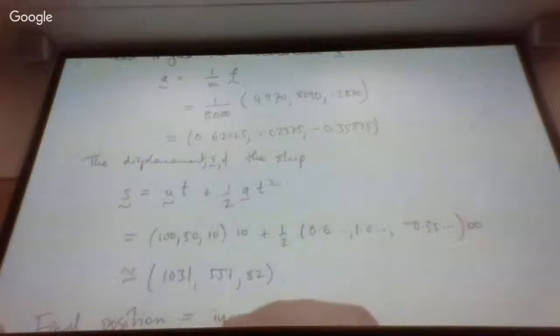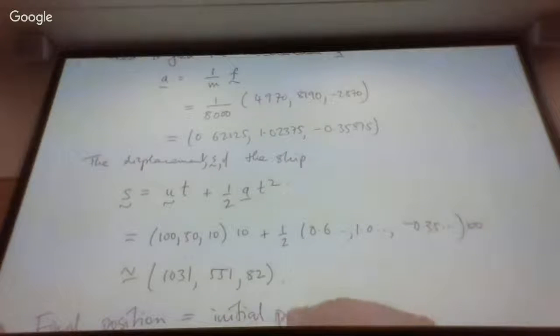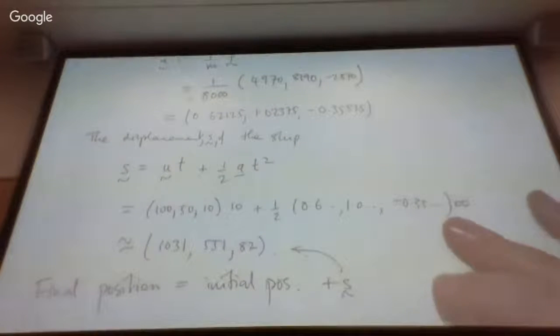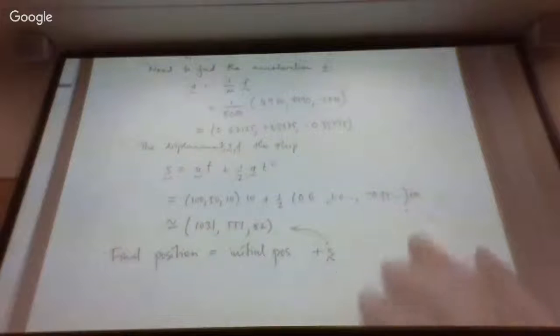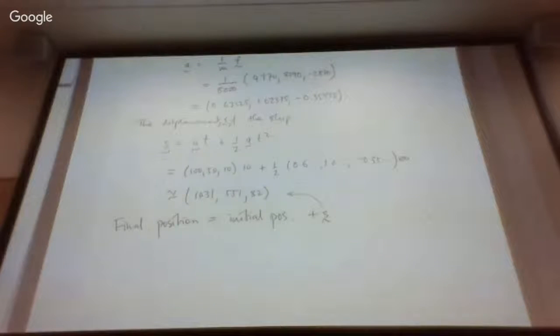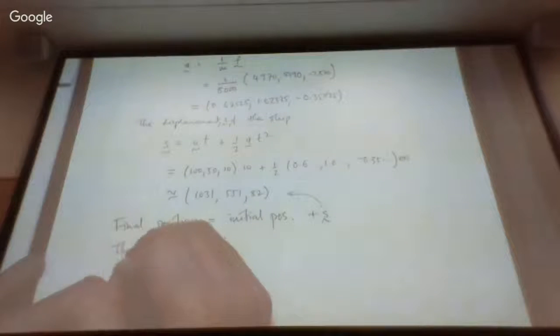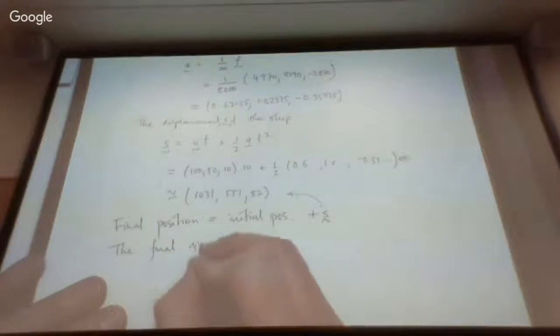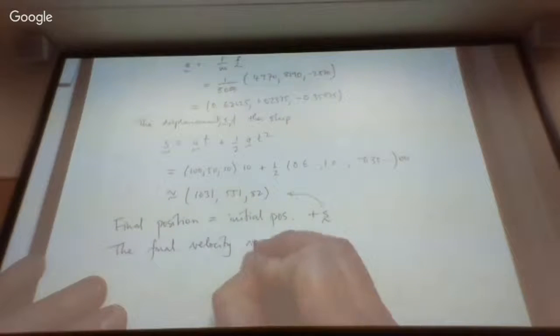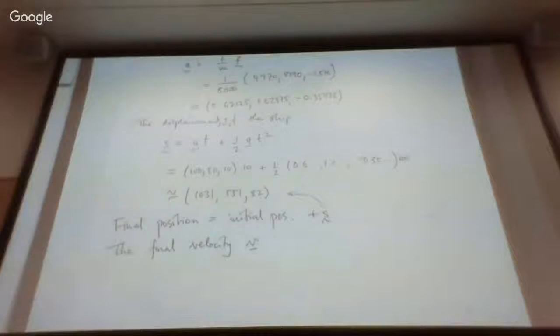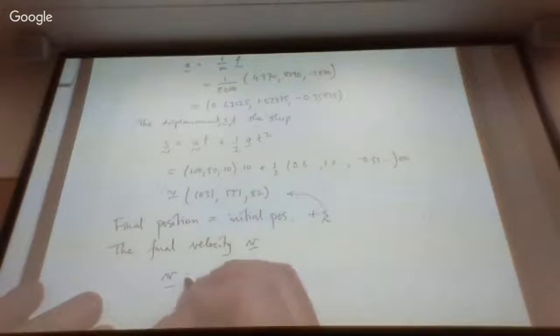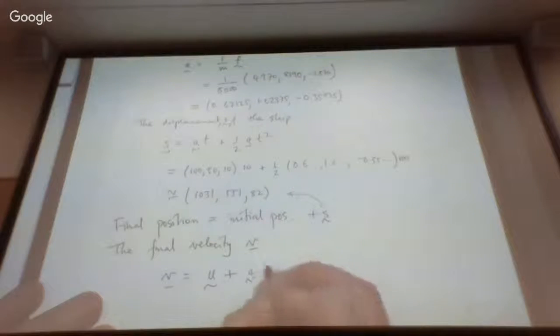Final position will be equal to whatever initial position it had plus this s. Okay, because that s is the displacement, the difference between its initial position and its final position. We're also asked for the ending velocity. Well, we've got initial velocity and acceleration, so the final velocity v at the end of the 10-second period is given by v equals the initial velocity plus acceleration times time.